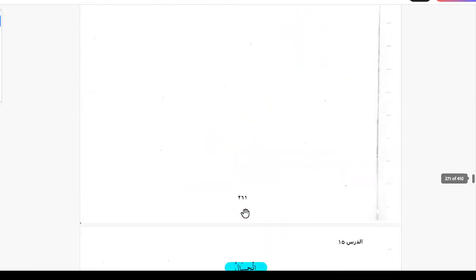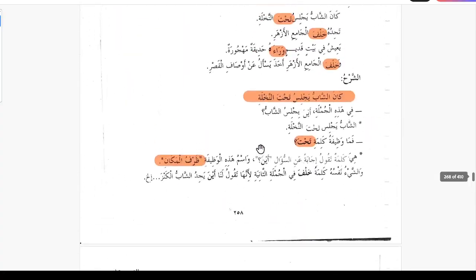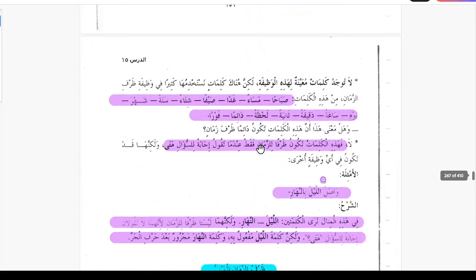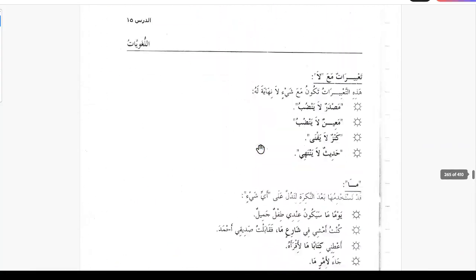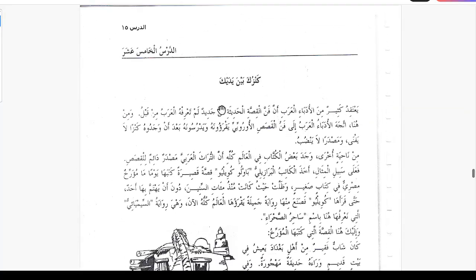That is all of the concept of this lesson: Zarfu Zaman, Zarfu Makan and hal. And inshallah in the next session we will study the main lesson, Kanzuka Baina Yadaik.